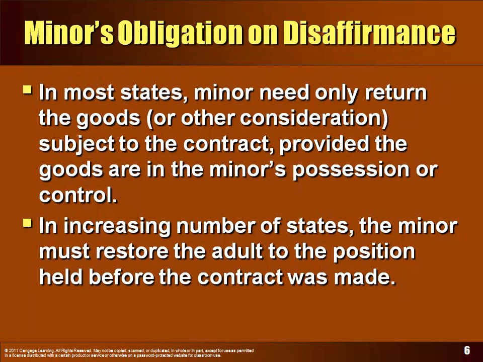So that's kind of a bummer to think that they can keep what they have and then decide to get rid of it. And minors don't always take good care of stuff when they have it. In an increasing number of states, the minor must restore the adult to the position held before the contract was made. So statutorily, a number of states are saying, okay, you can give it back, but you really need to return the adult to where they were before you did this to them. So put those things together. Even though a number of states are trying to fix that, in most states, it's still minor is preferred.